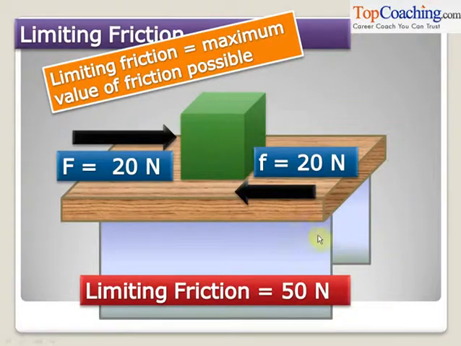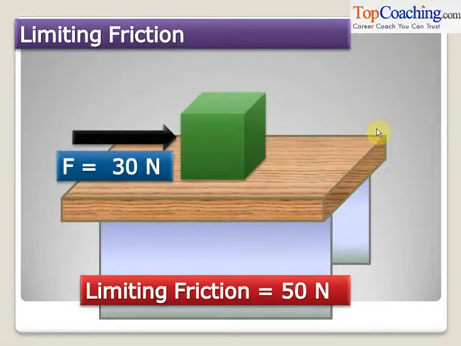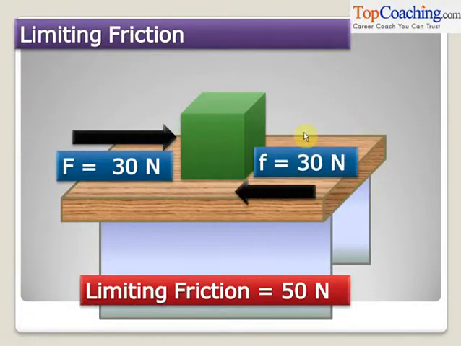20 Newton force will act both on the block and the table. It will act at the surface of contact. Now suppose I apply a force of 30 Newton on this block. Again, a force of friction, small f, equal to 30 Newton will act on the block. It will stop the block from moving.